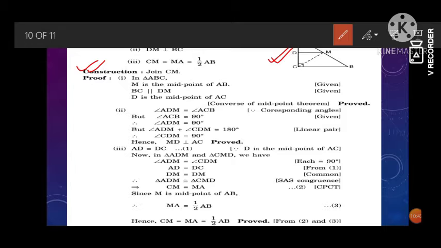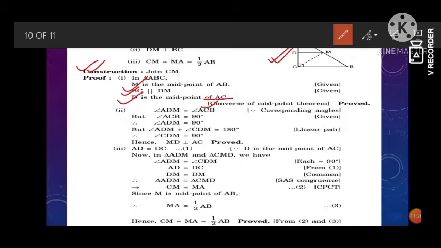Now to prove the first subpart, we will consider the triangle ABC. In the triangle ABC, M is the midpoint of AB and BC is parallel to DM. So from these two we can conclude that D is the midpoint of AC by converse of midpoint theorem. So by converse of MPT, M is the midpoint of AB and BC is parallel to DM, so D is the midpoint.